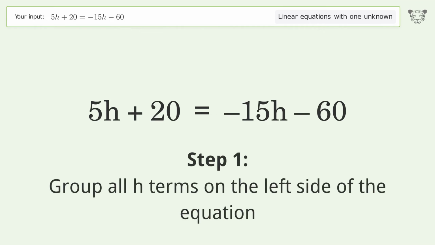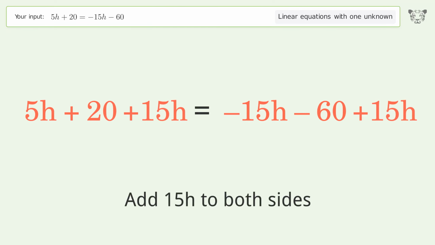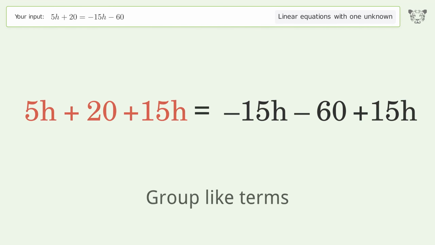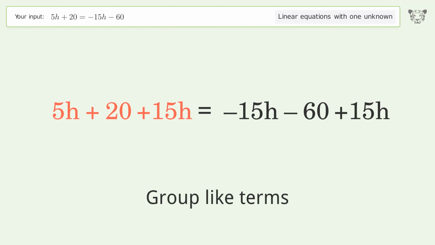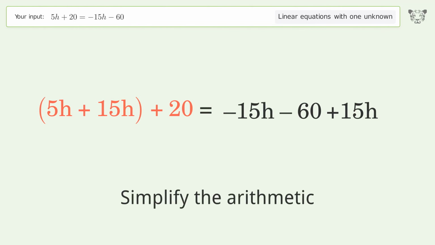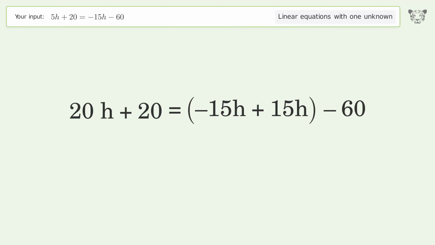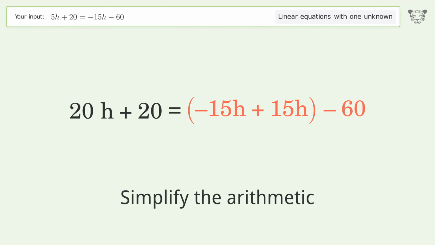Group all h terms on the left side of the equation. Add 15h to both sides. Group like terms. Simplify the arithmetic. Group like terms. Simplify the arithmetic.